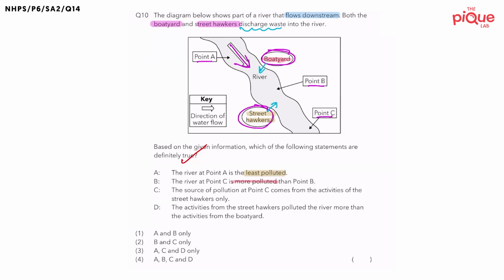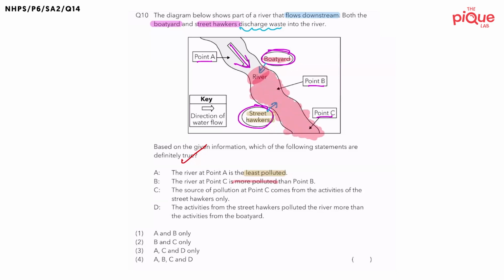So let's look at the boatyard first with your first color, in my case, red color. When the boatyard discharges waste into the river, we know that the river becomes more dirty. Let's color the river over here where waste is discharged. And when the river flows downstream, do you think the waste will just remain in place as per what I have highlighted? No, right? What will happen to the waste that's discharged? The waste will eventually flow downstream. So we are going to highlight the waste from the boatyard downstream, all the way.